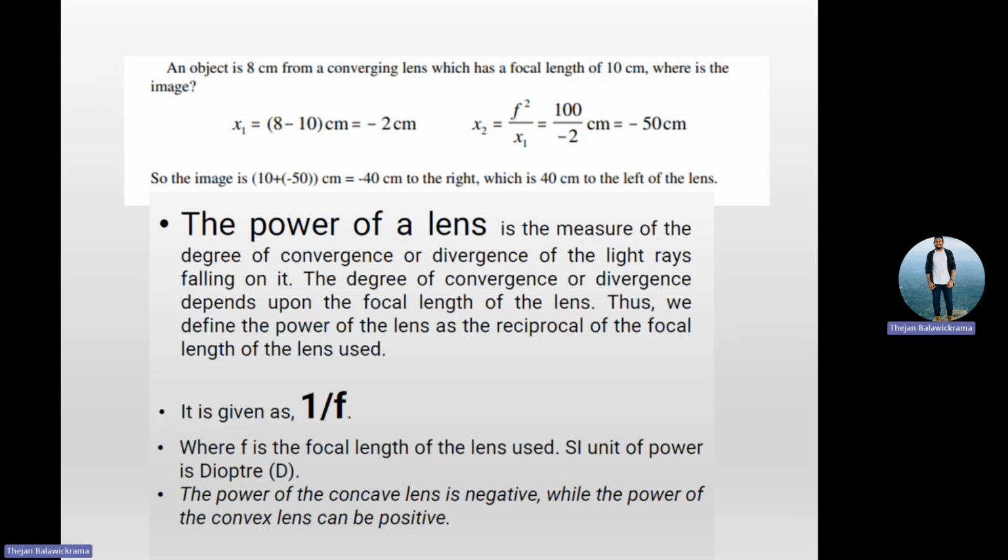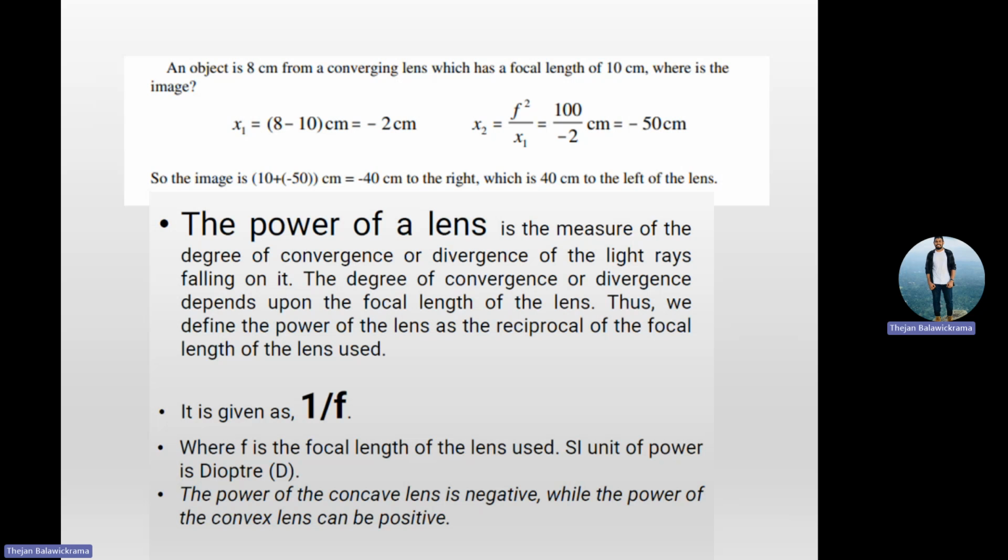But we know f squared is equal to x1 into x2. So x1 is minus 2 times x2. f is 10, so f squared is 100. So 100 divided by minus 2, x2 is minus 50. So x2 is minus 50 again.